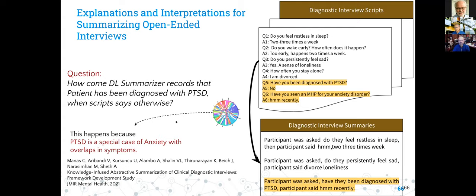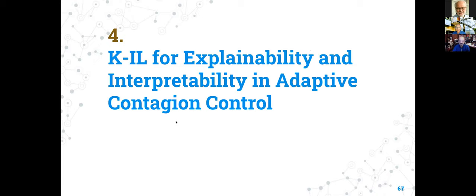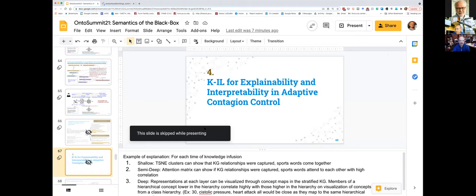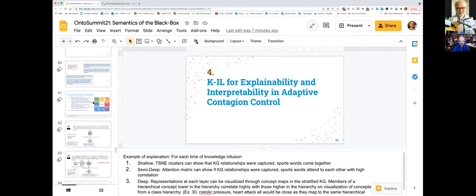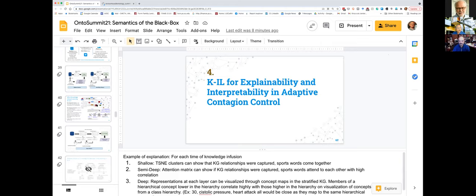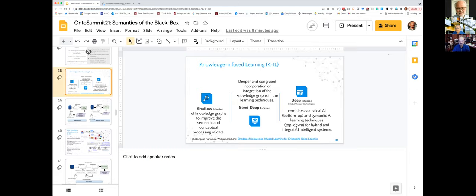And when you talk about shallow infusion, we are limiting ourselves to essentially remaining in the traditional statistical AI space with some small improvement by use of knowledge. So our ability is slightly improved for interpretability and almost nothing for explainability when we do that shallow infusion strategy. But when we go towards deep infusion strategy, then we are really not talking about deep learning or statistical AI alone. We are talking about a combination, an integrated or hybrid form of statistical and symbolic AI.